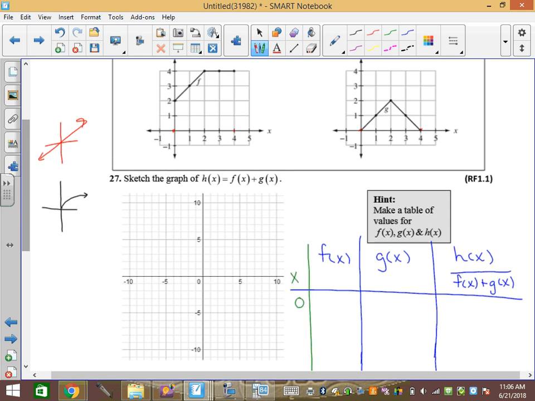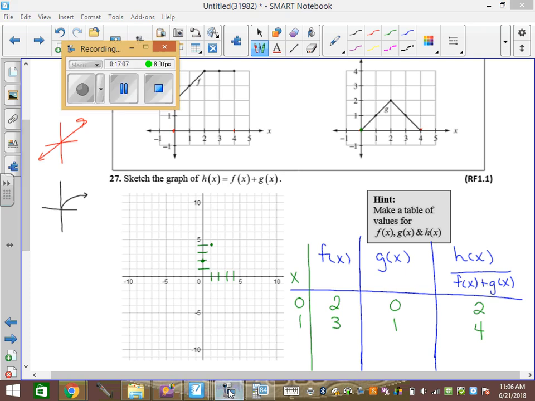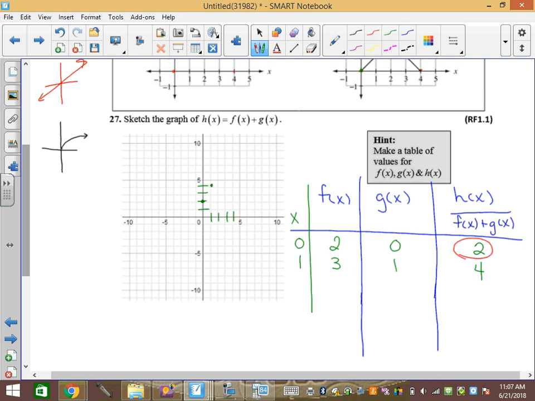At 0, our f is 2. Our g is 0. I add them, 2 plus 0, and I get 2. So my new graph is going to be at 0 and 2. Then I look at 1, f of x, my y is 3, g of x, my y is 1, and I add them and I get 4. So my new point's at 1 and 4. Okay, I'm going to circle these ones. So these are my new coordinates, 0 and 2, 1 and 4.